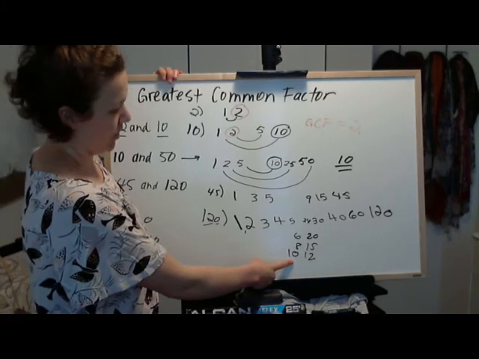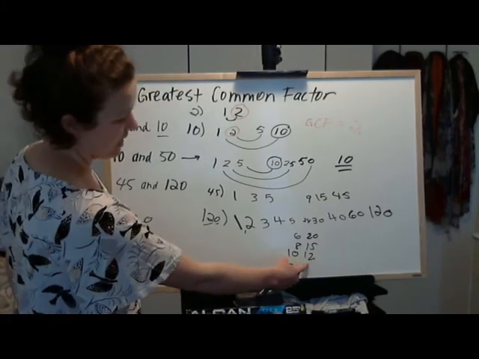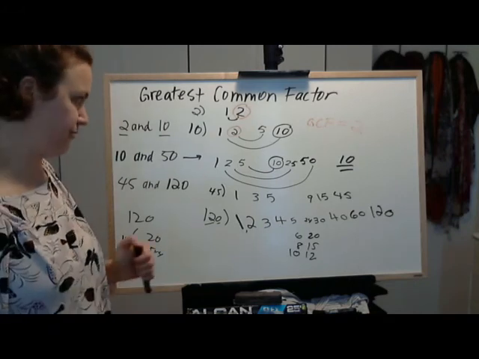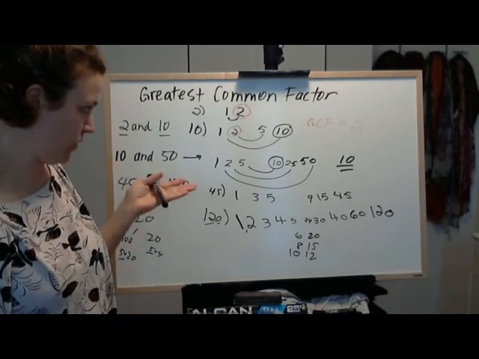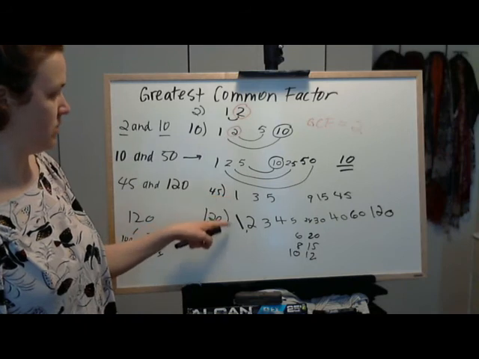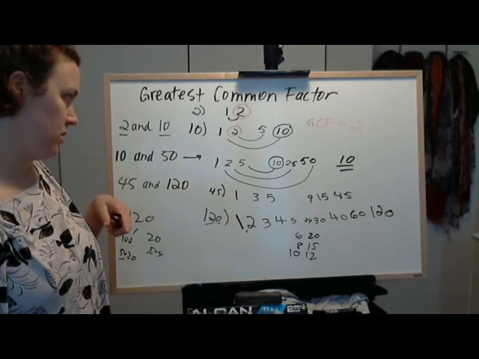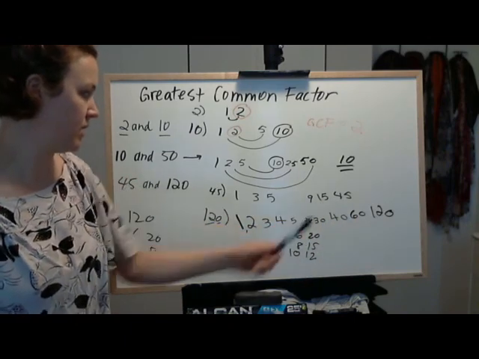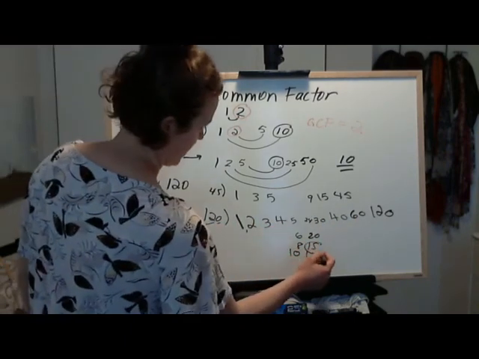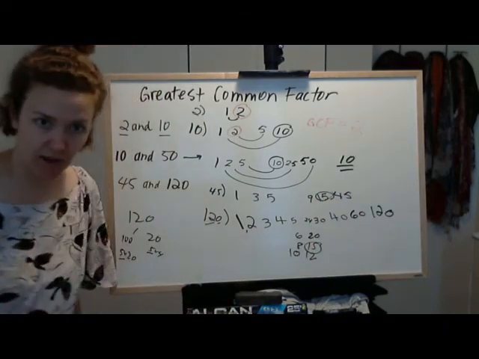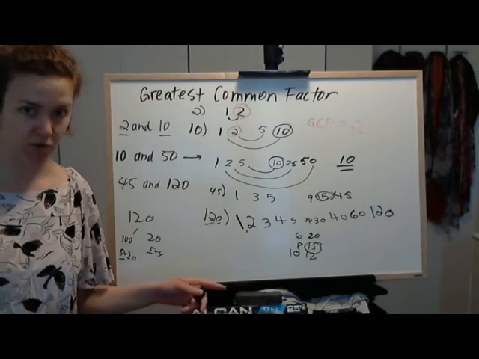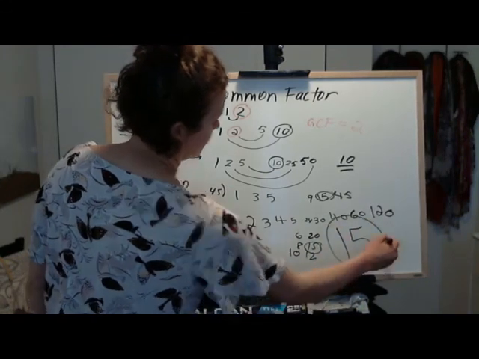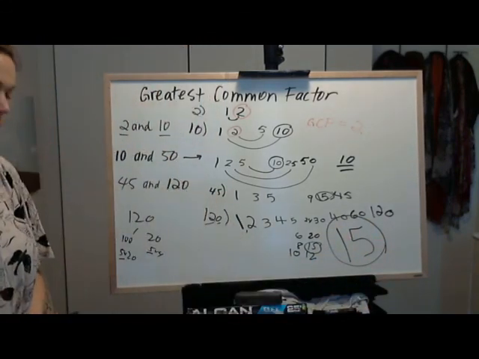11 does not work. So 12 is the next one. We've already done 12 times 10. We're finally done listing the factors for 120. Now, you find the largest number that's in both lists. So there's no 45 in this list, but there is a 15. So the greatest common factor of 45 and 120 is 15. Yay.